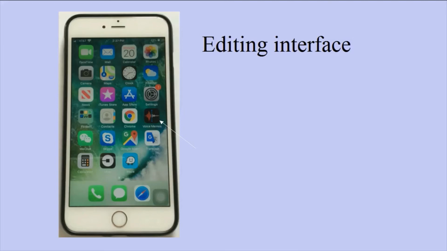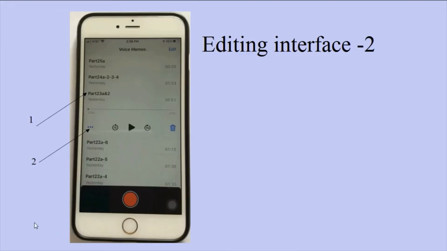Click Voice Memo. Click the selected file, then you see the 5 buttons shown on the screen. The first is the 3 dots button. It represents many options. The second one is fast backward 15 seconds. The third one is play. The fourth one is fast forward 15 seconds. The last one is delete.